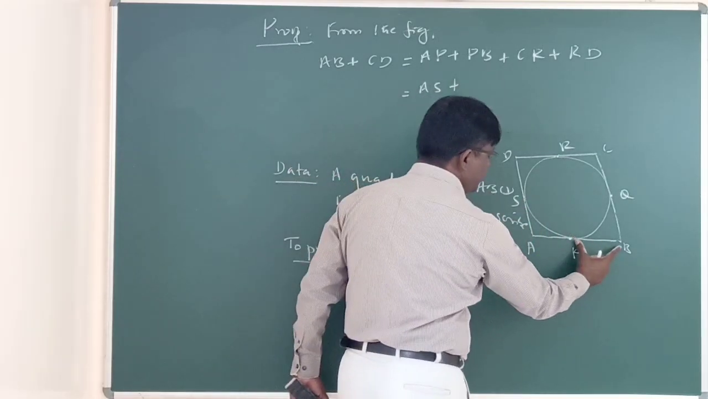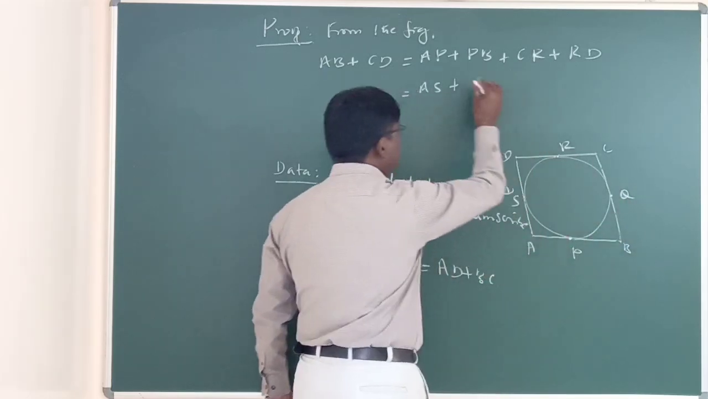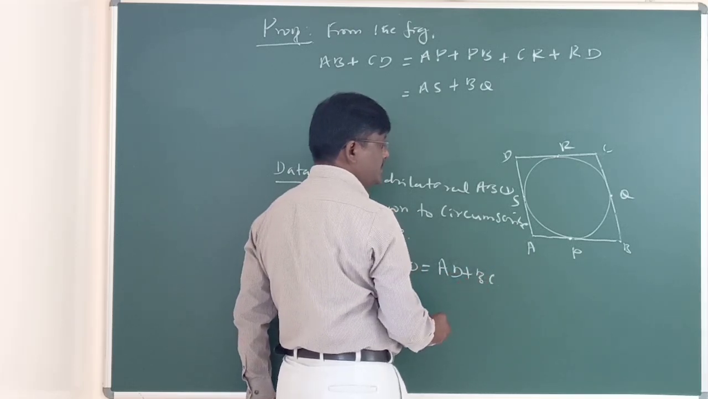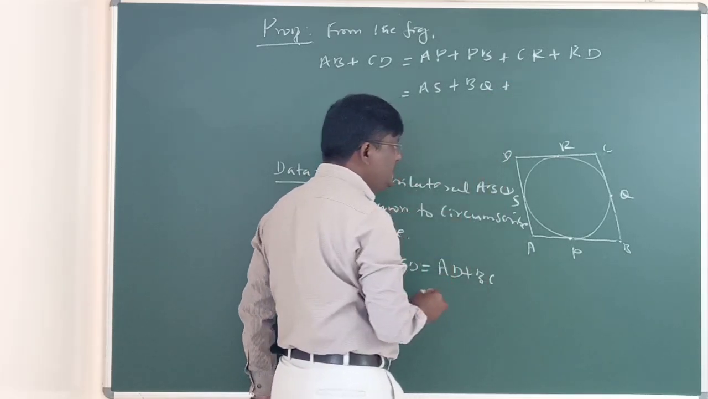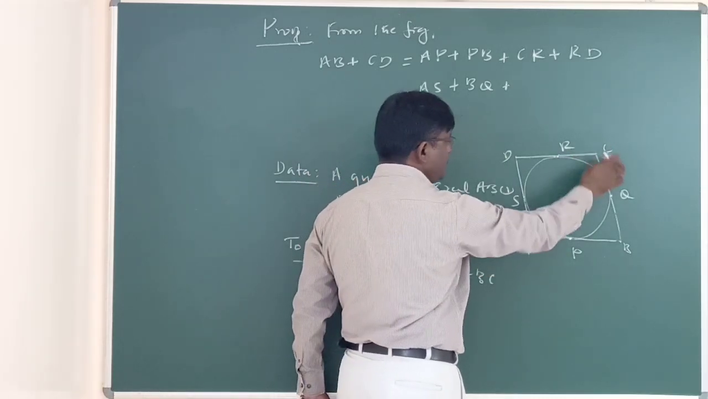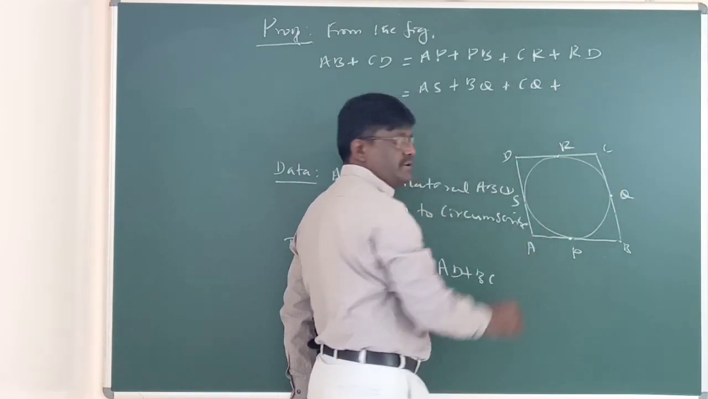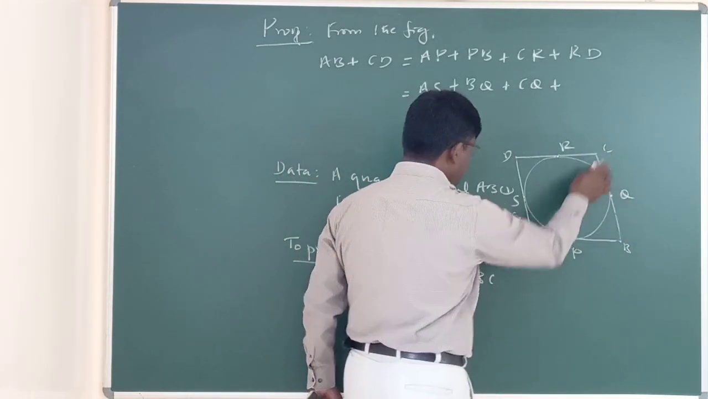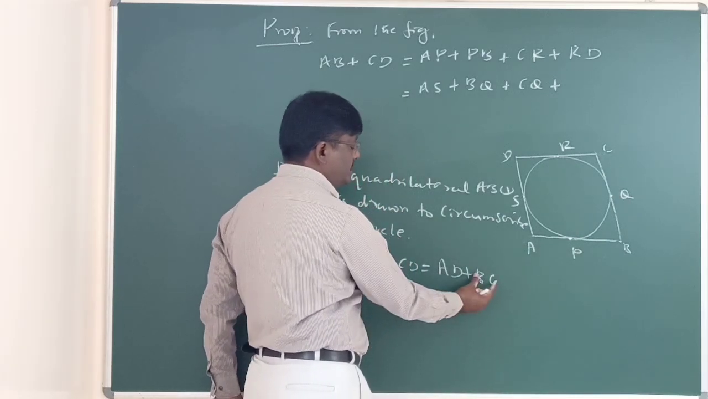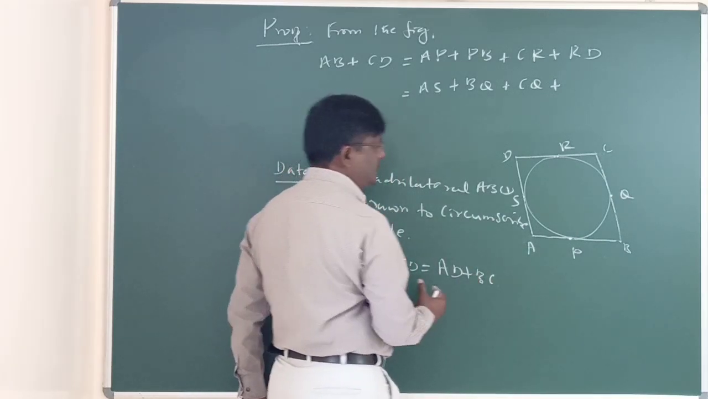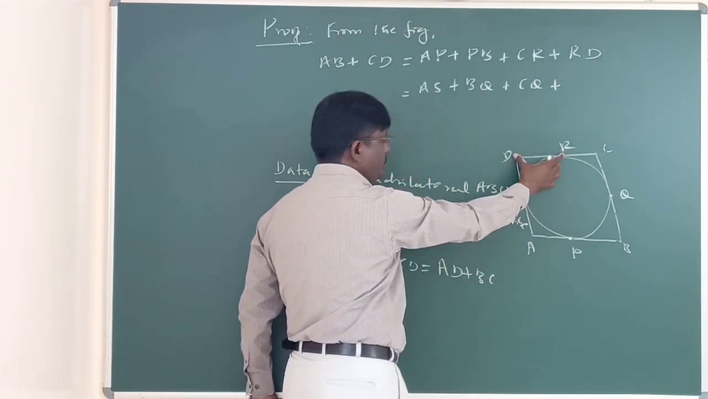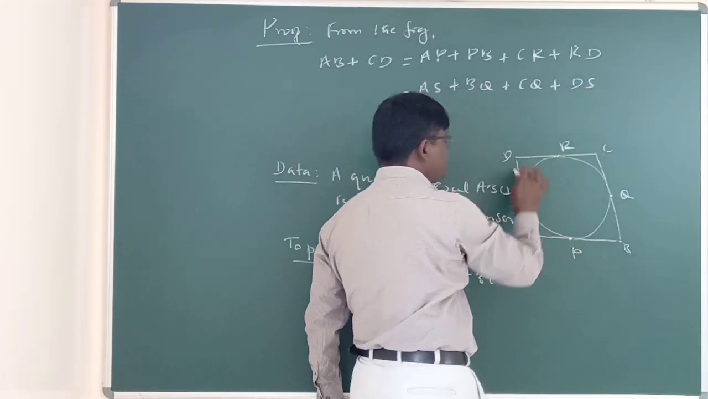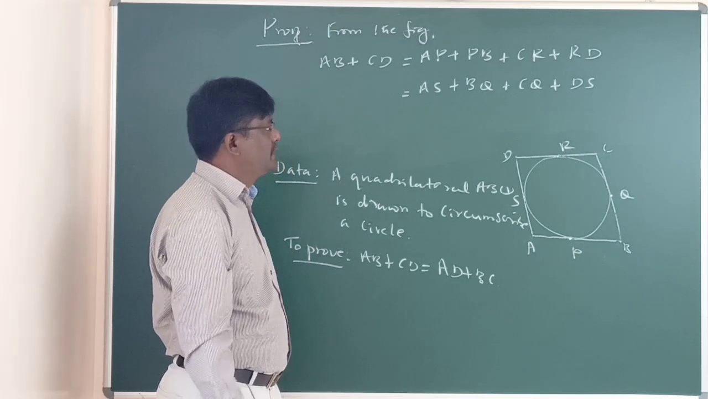Next, PB, we don't want. Change that by BQ. Why? BQ is a part of BC, what we need. Okay, next. CR, we don't want. CR equal to CQ. Tangents drawn from an external point are equal. And moreover, CQ is a part of BC, what we need. Next, RD, we don't want. RD can be replaced by DS. How? Tangents drawn from an external point are equal.